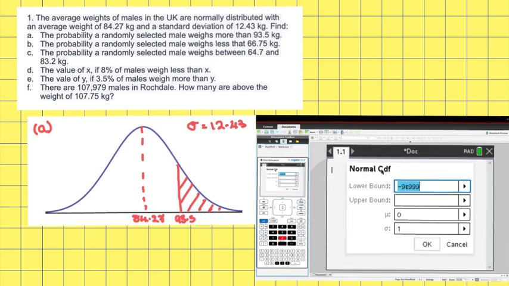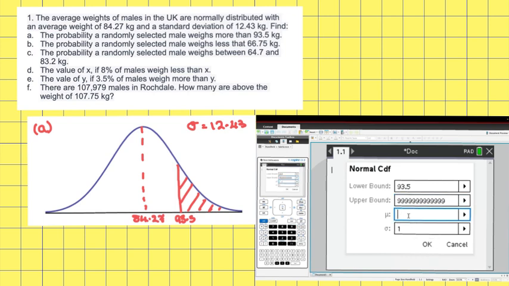and here is our data. We want above 93.5, so our lower bound is 93.5. Our upper bound is infinity, because remember it goes on forever, but you can't put infinity in, so I just put a very, very, very large number.